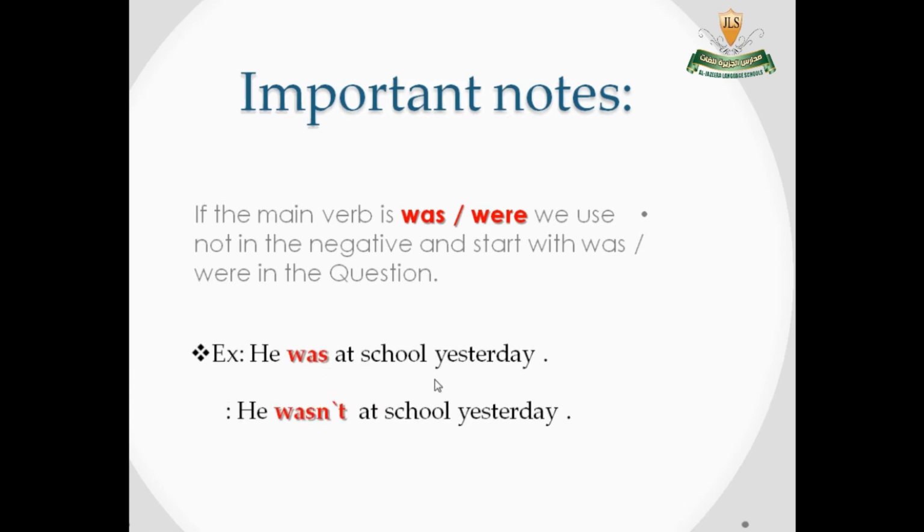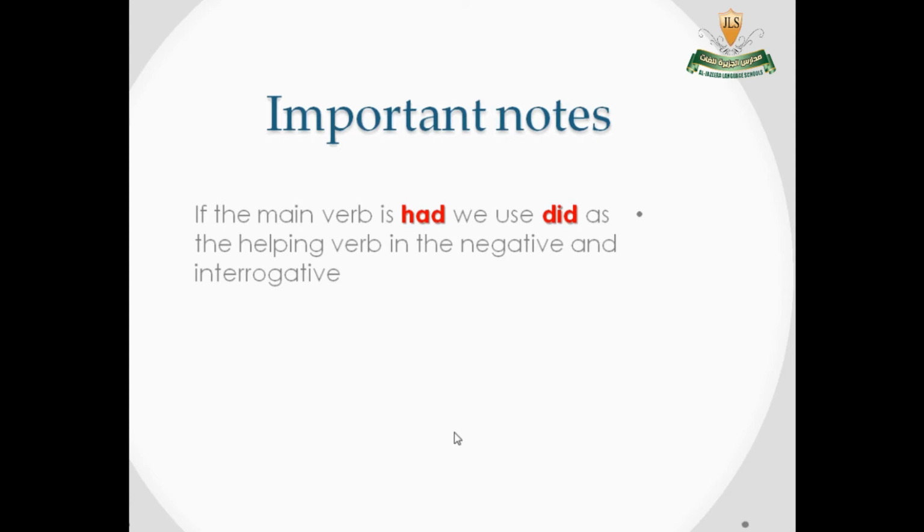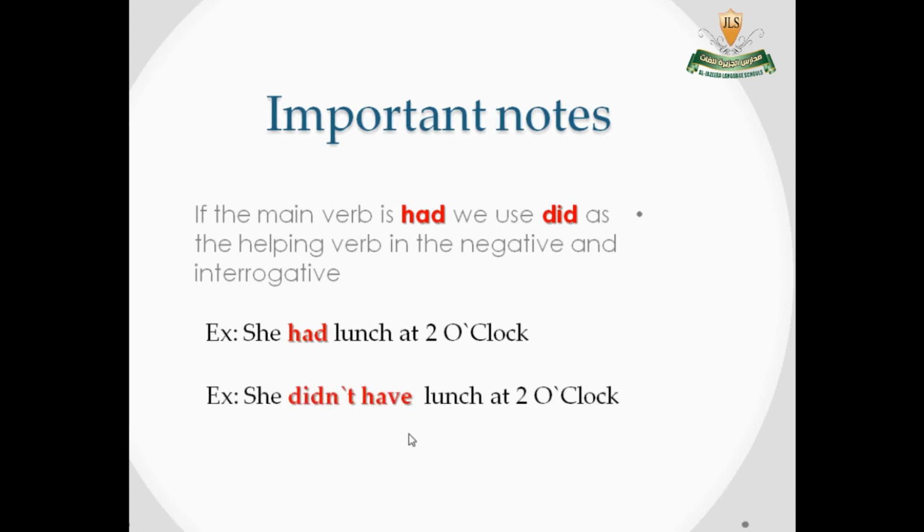He wasn't at school yesterday. And also if I have had, in this way, I am going to remove had and put did. I'm going to put the helping verb in the negative form, that is didn't. For example, she had lunch at 2 o'clock. She didn't have lunch at 2 o'clock. So what did you recognize here? That had, I remove it and put didn't instead of it and I put have.